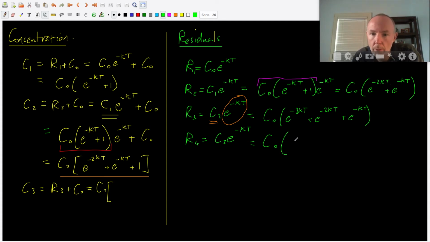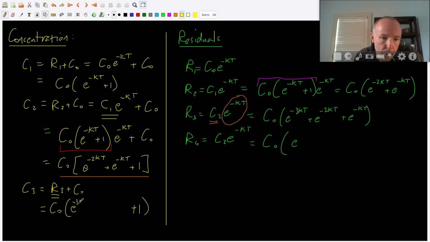So R4, you're not going to be surprised if you work it out, is going to come from down here. R3, I just calculated that. If I pull a C0 out of all of this, so I'm pulling a C0 out of all of these terms, there's one C0, so I'm just going to write a plus 1 on the end. And then I've got R3, and I just worked out R3, so I'm just going to write it down.